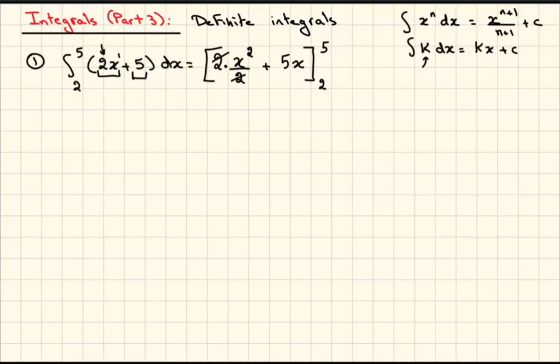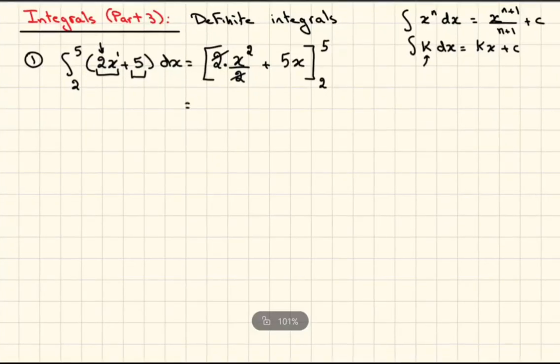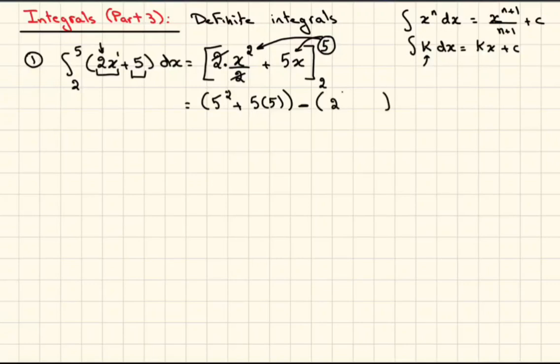Here we can note that the 2 and 2 will cancel, and we get, the first time you're gonna substitute the 5 instead of the x, so you will get 5 squared plus 5 multiplied by 5 minus, you substitute now the 2 and you get 2 squared plus 5 multiplied by 2. Now calculating this, it will be 25 plus 25, which is 50, minus 4 plus 10, which is 14, and our answer will be 36.